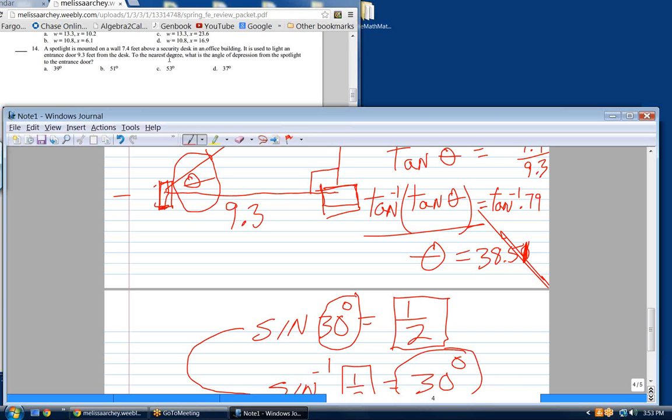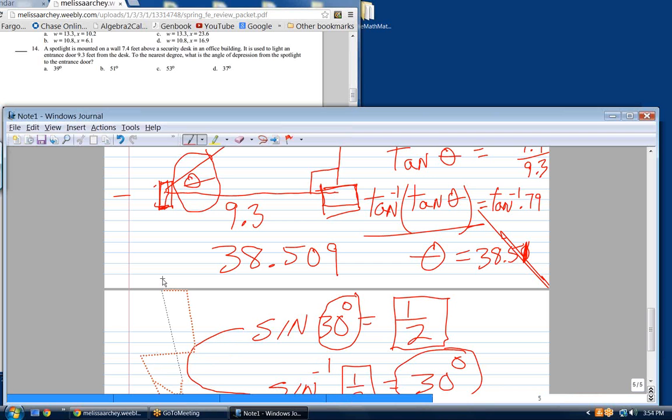They're tricky. It's very important. They've set you up here. 38.509 rounds to 39. Right, so 39 is the answer. It would never round to 37. Yeah, I don't know what I was thinking.